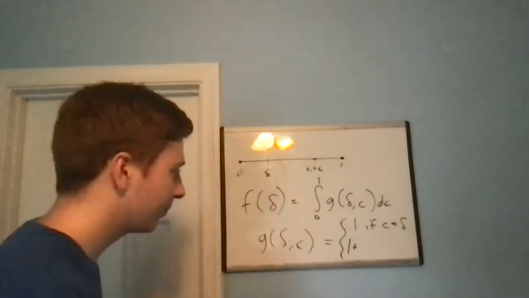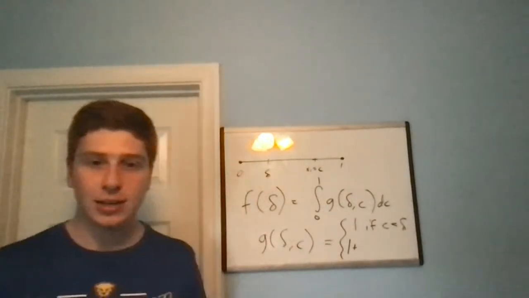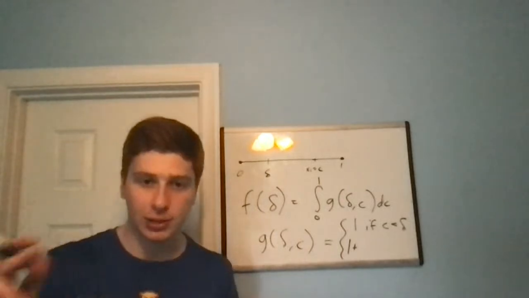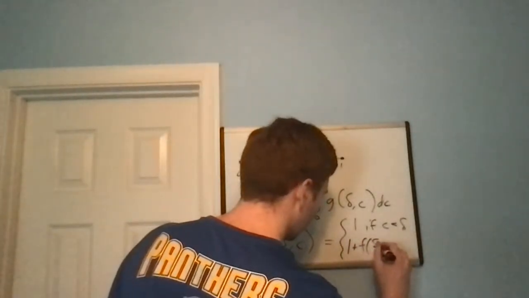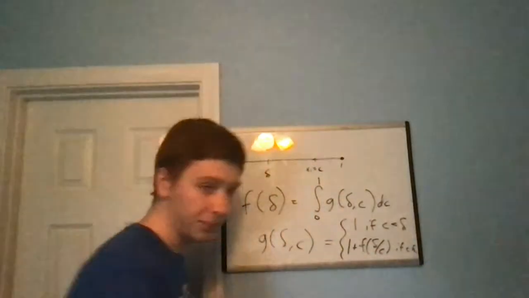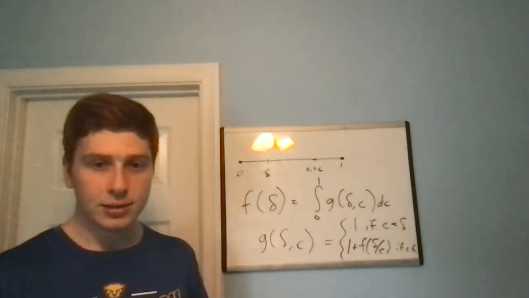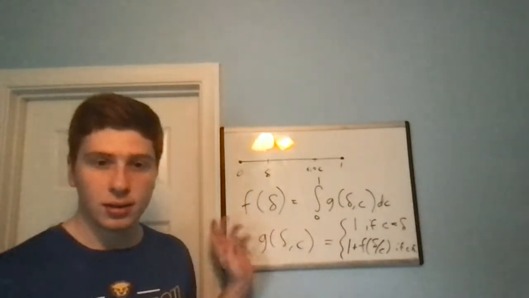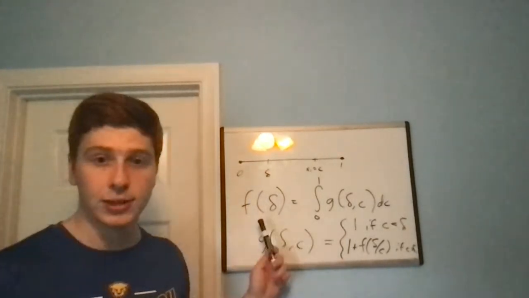But anyway, if c is larger than delta, g of delta, comma, c is 1 plus f of delta over c, the new scaled delta. Okay, and with this in mind, let's go ahead and plug this in and get an expression with f of delta. So what we're going to get at the end is an equation involving f of delta and f of delta over c.